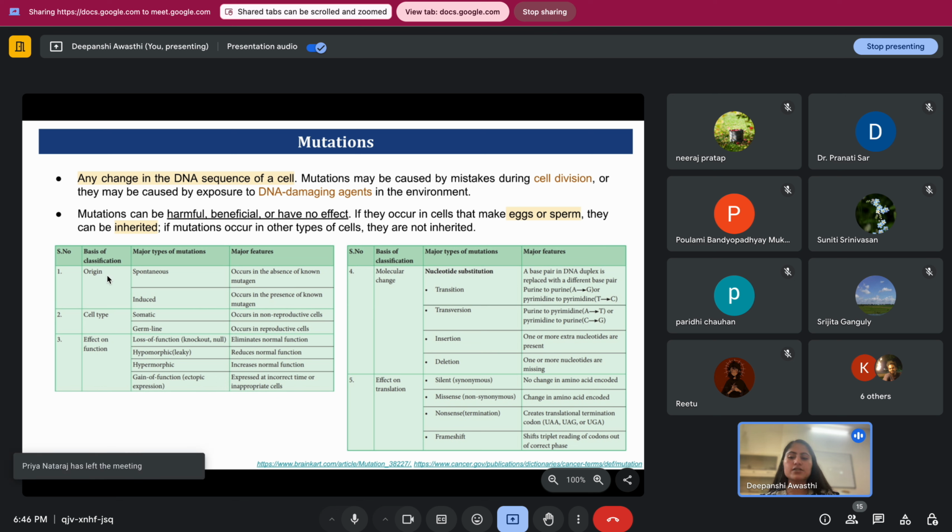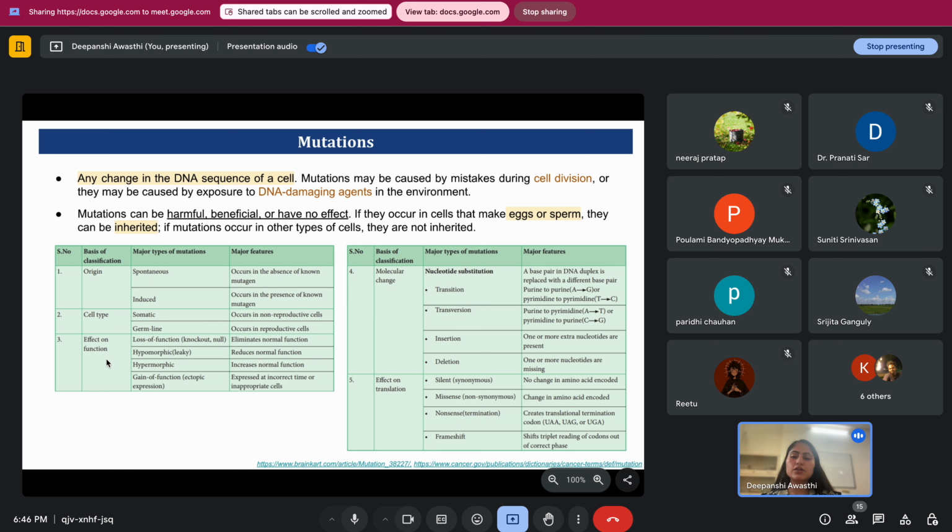On the basis of origin, they could be spontaneous or induced. Spontaneous mutations are those occurring in the absence of any known mutagen, spontaneous due to errors in the replication machinery or other reasons. Induced mutations are the ones we induce, either through external mutagenic agents or exposure to UV light. The mutations arising for that reason are induced mutations. Then on the basis of cell types, mutations could be somatic or germline, which I have discussed.